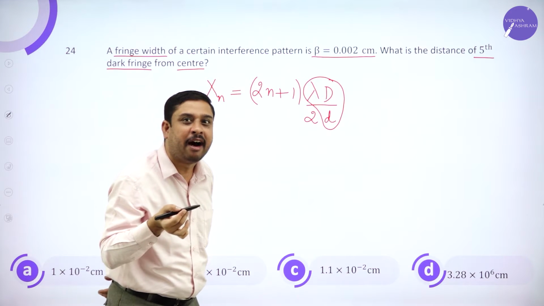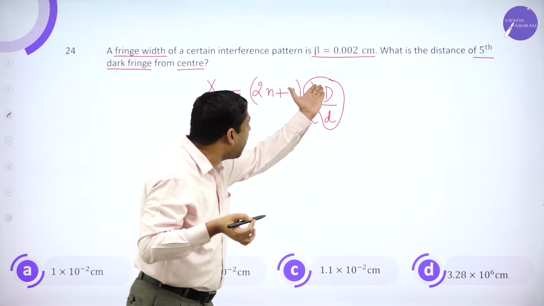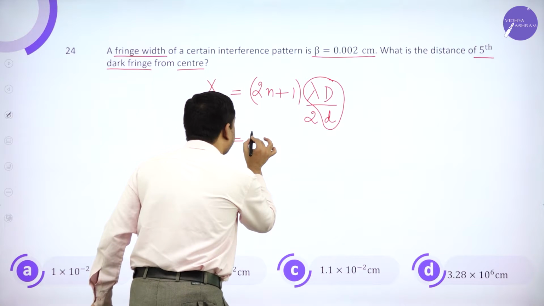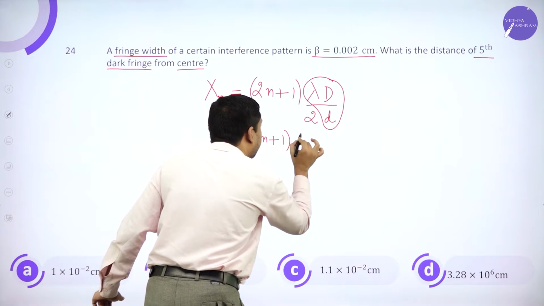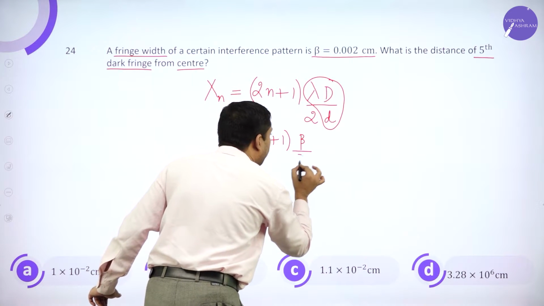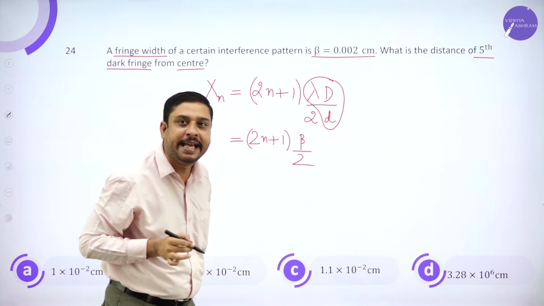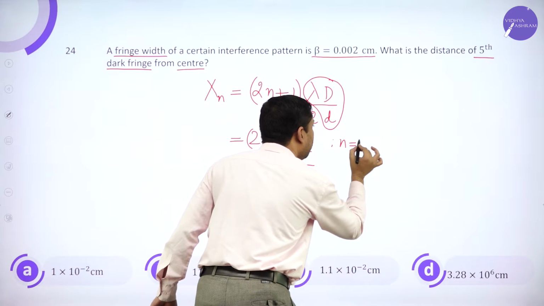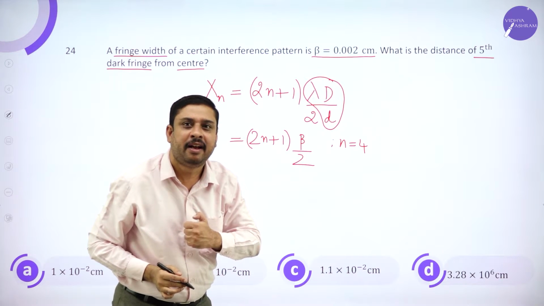It is beta, isn't it? We did the derivation, beta is the fringe width. This lambda D by d itself is beta. So this expression reduces to 2n plus 1 beta by 2. Where did beta come from? It is lambda D by d. And what is n now? 4. The question says fifth dark fringe.